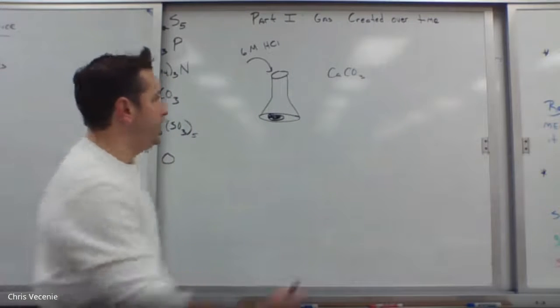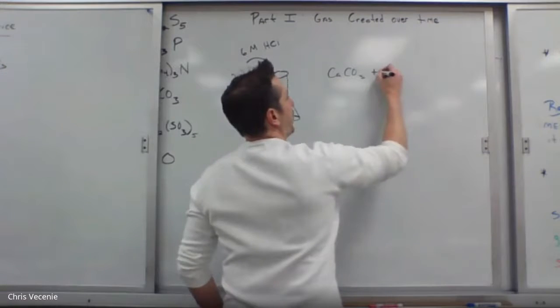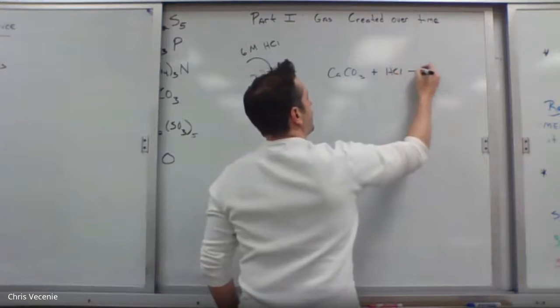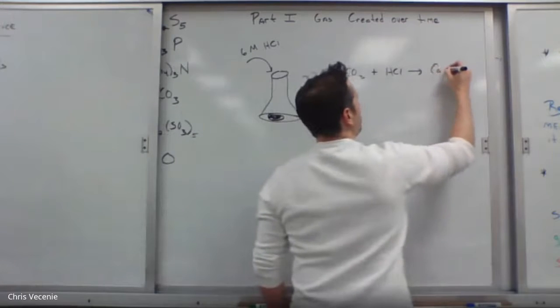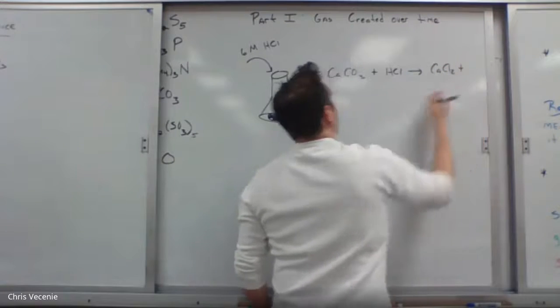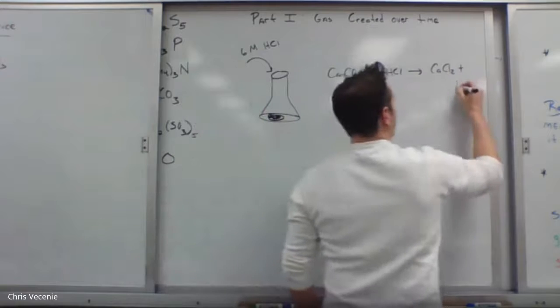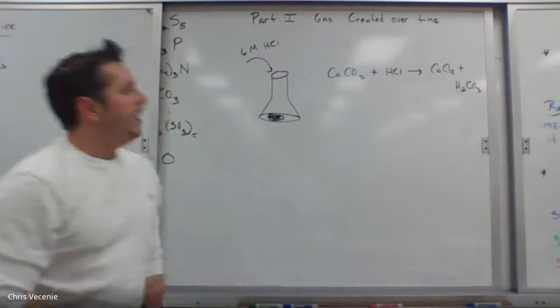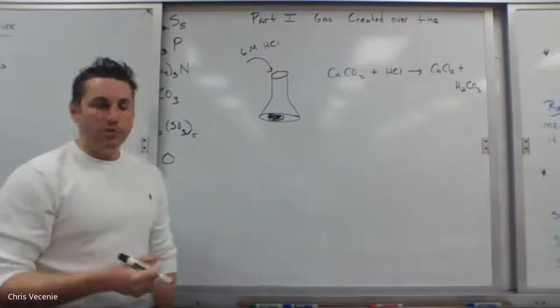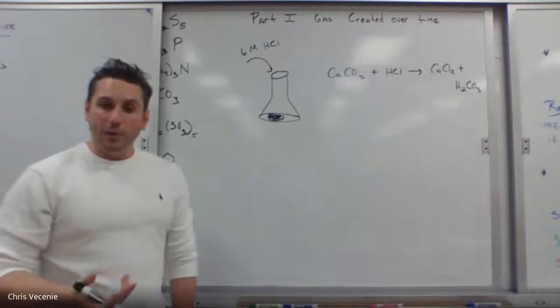Because what we're going to do is we're going to harness one of the products. So if we set up that reaction, you're going to get a double replacement. You'll get calcium chloride, and you're going to get hydrogen carbonate, H2CO3. But if you remember, hydrogen carbonate on your solubility list is one of our 3 specials.